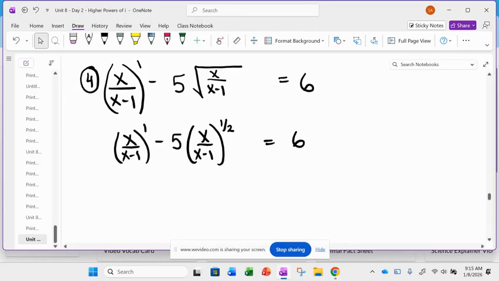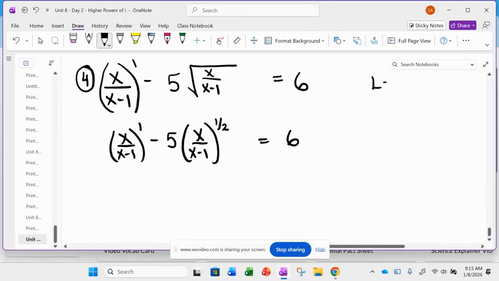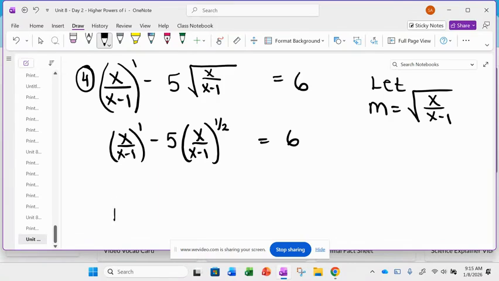So what I'm going to say is I'm going to let m equal the square root of x over x minus 1. So then this tells me I have an m squared minus 5m equals 6. So much less intimidating now, right? Yes. What do you mean?